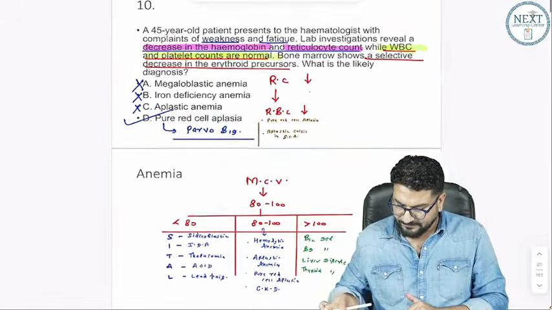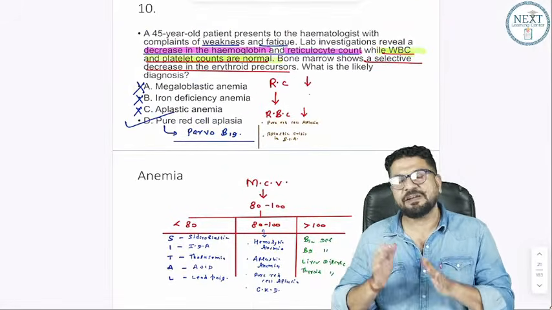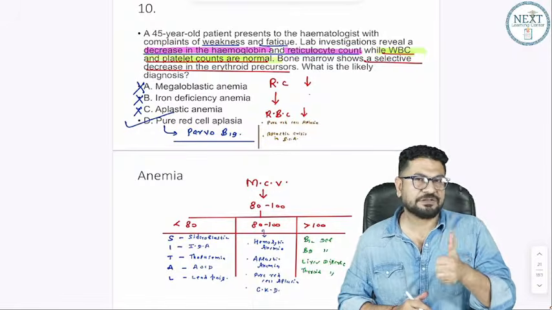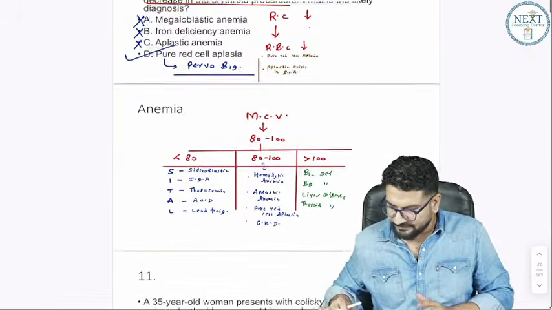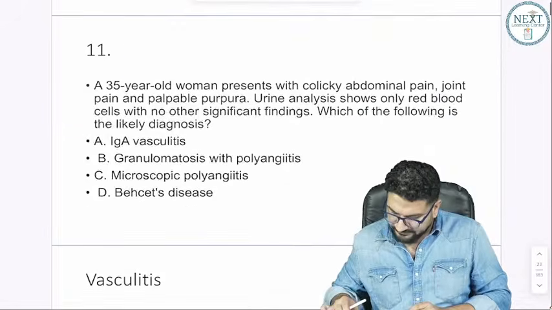This is about your different types of anemia. So the first thing we have to see in the question is the MCV value. MCV value. Is it clear? Okay, now look at this.